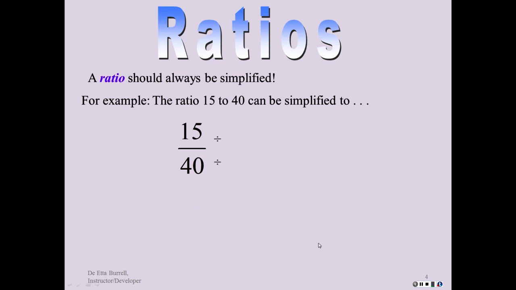You should always simplify your ratios. We would not say, oh, that's the ratio of 15 to 40. 15 to 40 can be simplified. What can I reduce 15 and 40 by? By 5. And if I reduce it by 5, what is my true ratio here? 3 to what? 3 to 8. Come on, divide correctly now. 3 to 8. So 3 to 8 is my ratio.